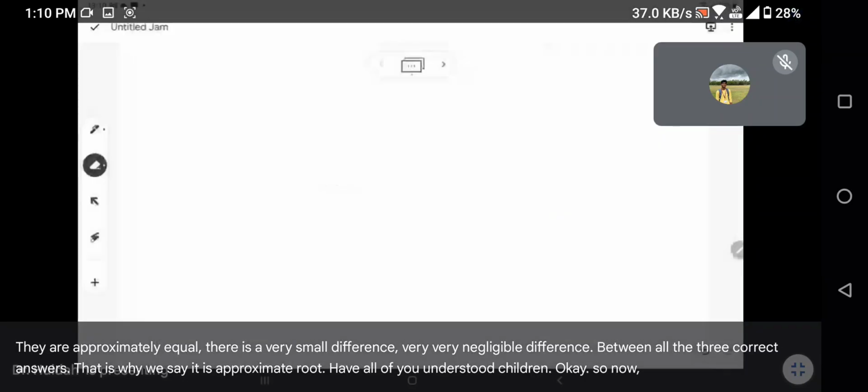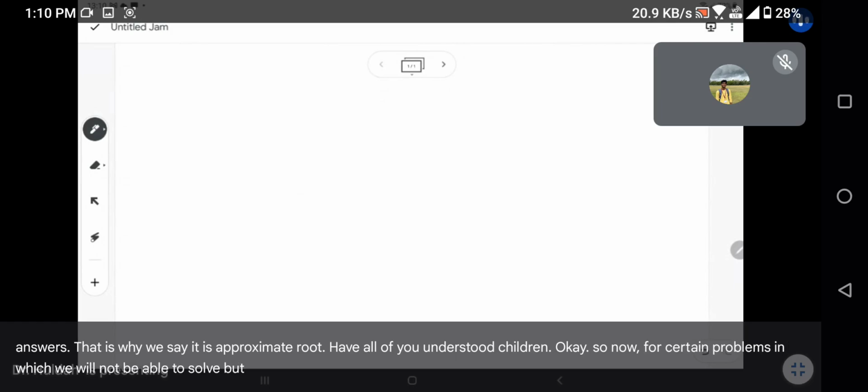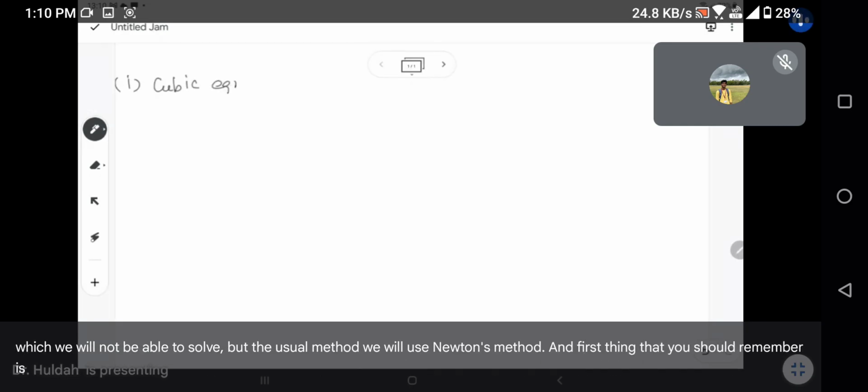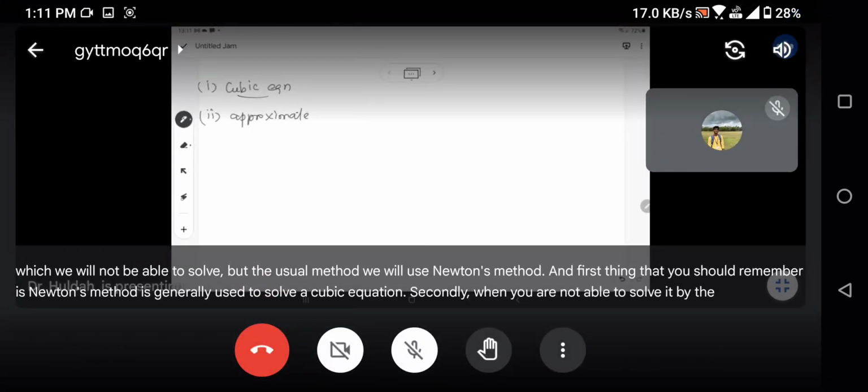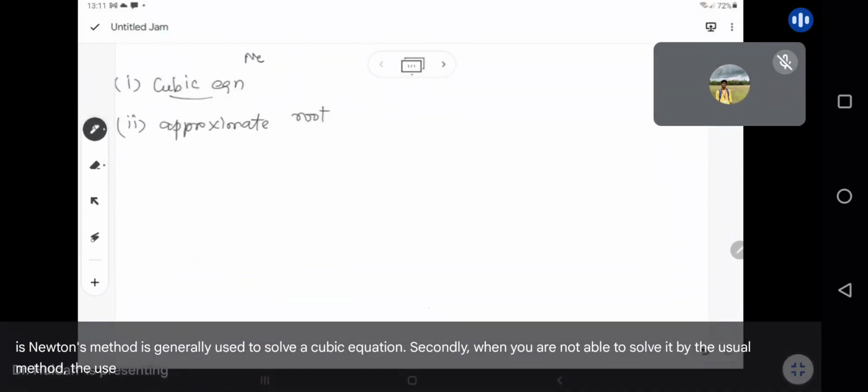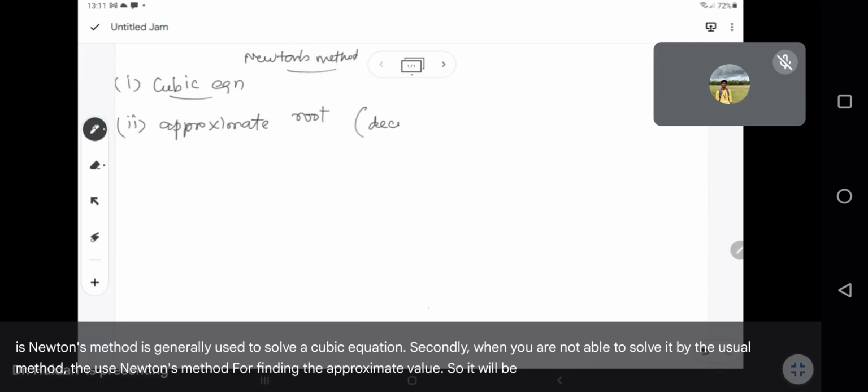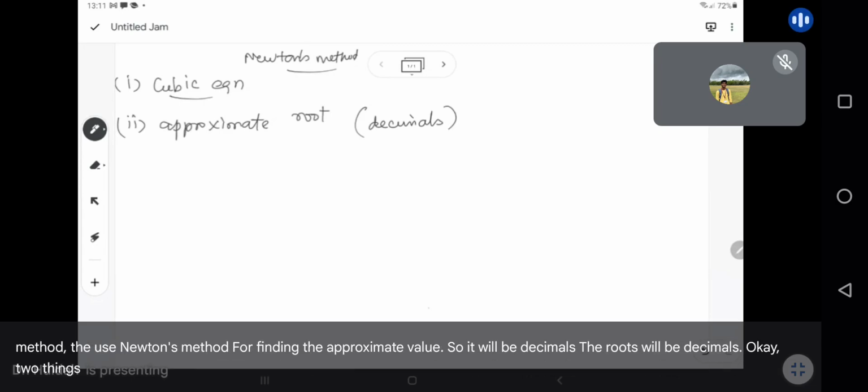So now, for certain problems which we will not be able to solve by the usual method, we will use Newton's method. The first thing you should remember is that Newton's method is generally used to solve a cubic equation. Secondly, when you're not able to solve it by the usual method, we use Newton's method for finding the approximate value. So the roots will be decimals. Two things you should remember.